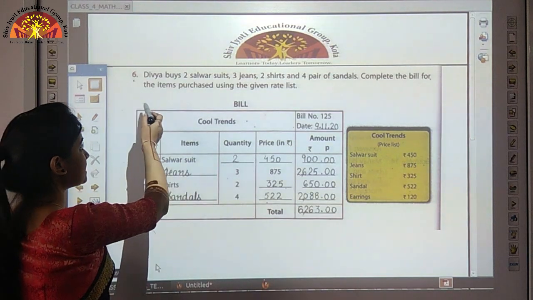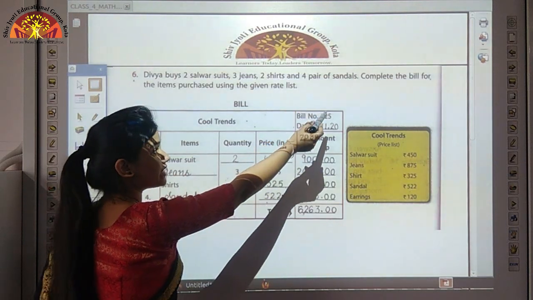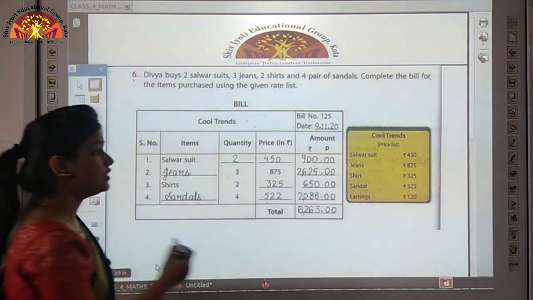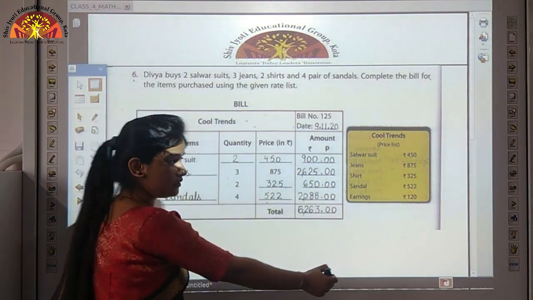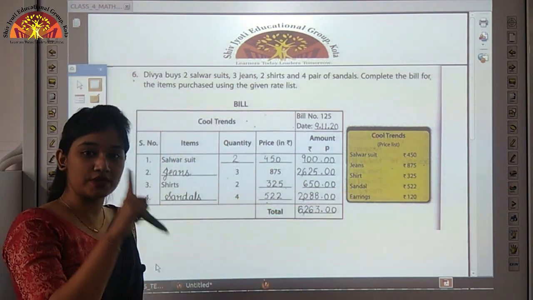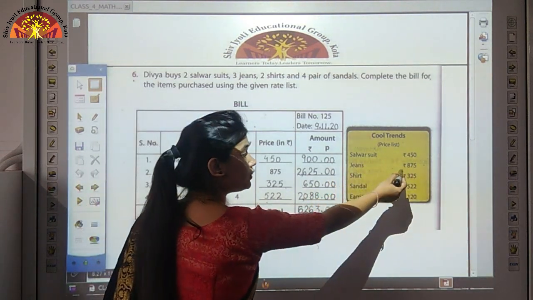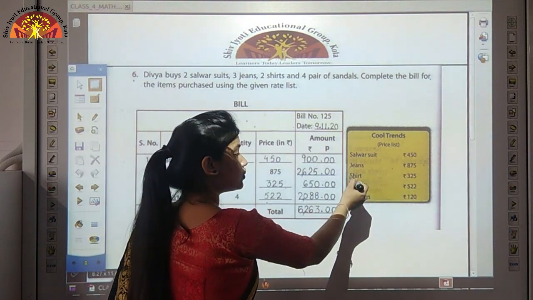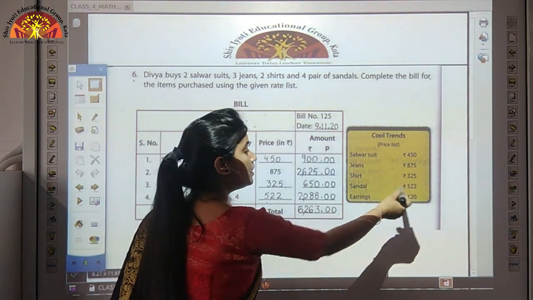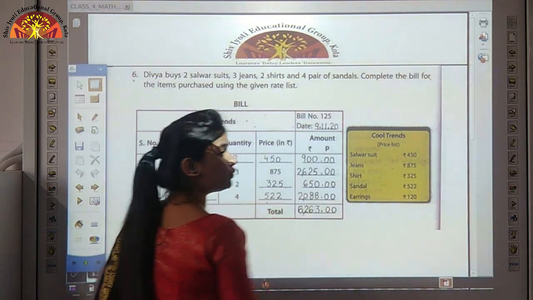Question number 6 is: Divya buys 2 salwar suits, 3 jeans, 2 shirts and 4 pair of sandals. Complete the bill for the items purchased using the given rate list. So students, you can see the rate list is given here. Salwar suit rupees 450. If we are purchasing one salwar suit, then cost will be rupees 450. And cost of one jeans will be rupees 875. Cost of one shirt is rupees 325. Cost of one pair of sandals is rupees 522 and cost of one pair of earrings is rupees 120.